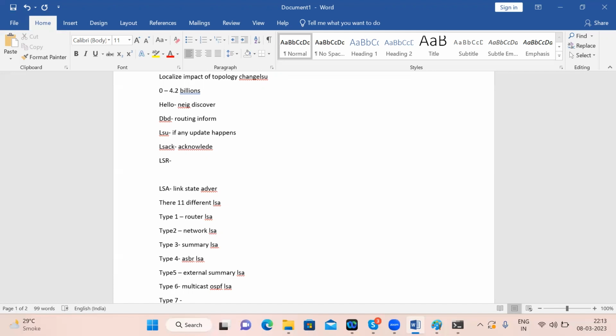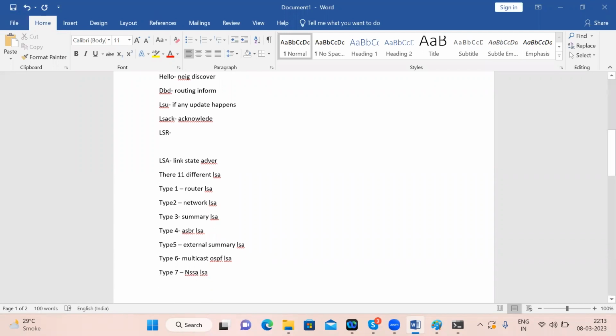Type 7, starting with N: Not So Stubby Area LSA. Very good. This is a special OSPF area type known as Not So Stubby Area.